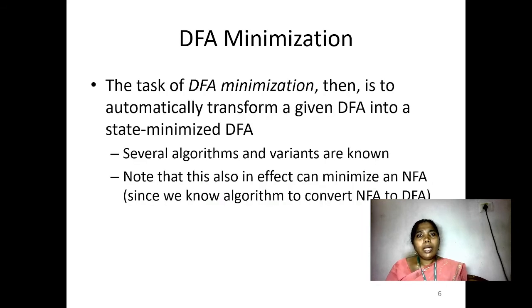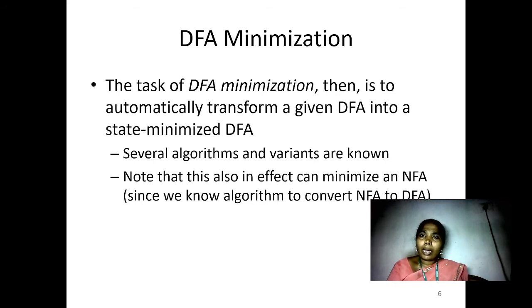The task of DFA minimization is to automatically transform a given DFA into a state-minimized DFA. There are several algorithms and variants. For example, you have two methods: the tree method and the table filling method. In the tree method, we combine the accepting states and non-accepting states, so we will have two groups, G1 and G2. In each state of the groups G1 and G2, you check the resultant transition states. If they go to the same state, you keep them as a separate group.